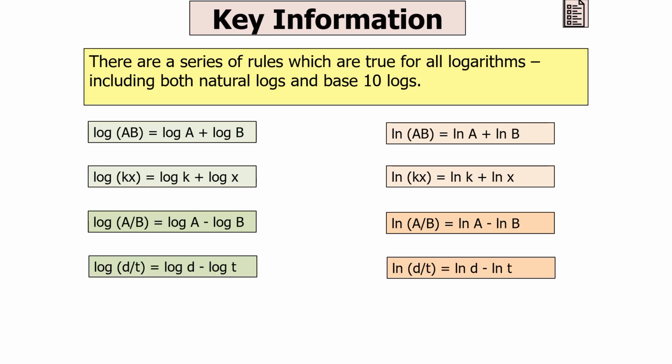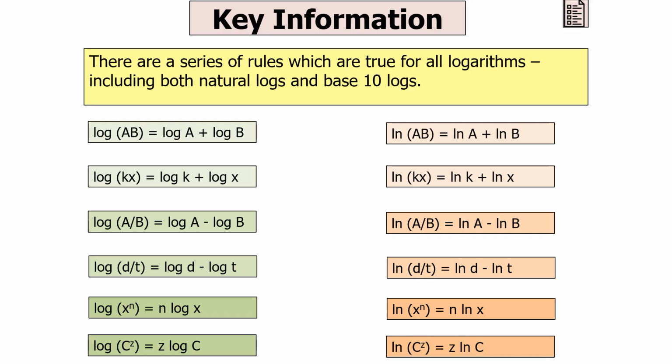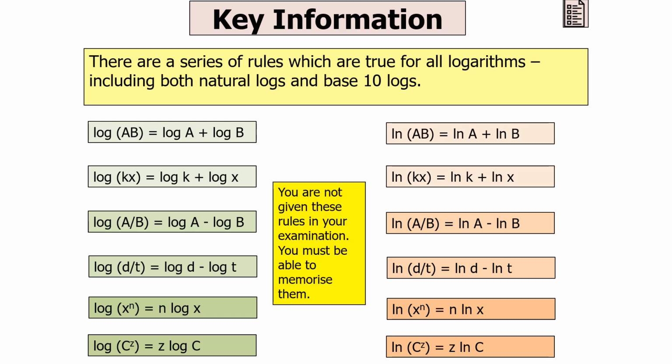Log d over t is log d minus log t, or natural log d over t is ln d minus ln t. Log x to the power of n is equal to n log x, or natural log x to the power of n is n ln x. So therefore log c to the power of z is z log c, or natural log c to the power of z is z ln c. Now you're not given these rules in your examination, you've got to be able to memorize them and apply them to different situations.